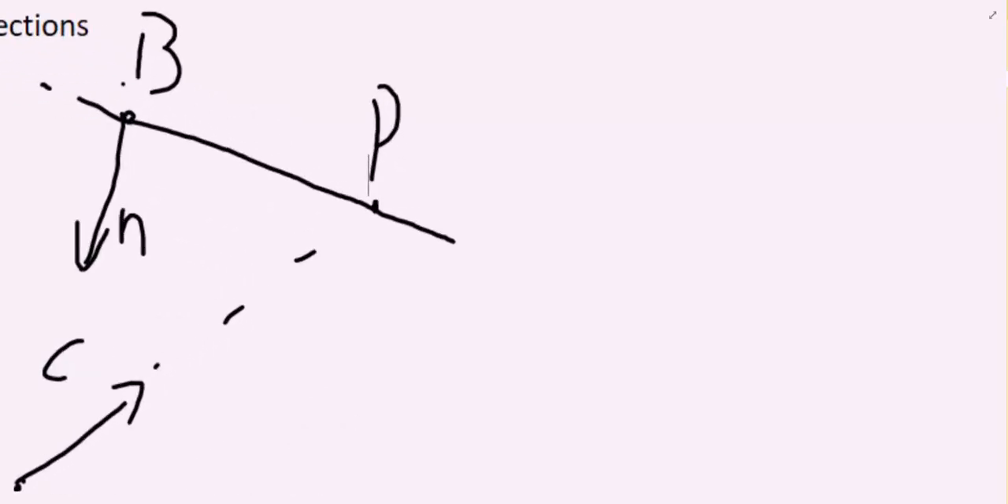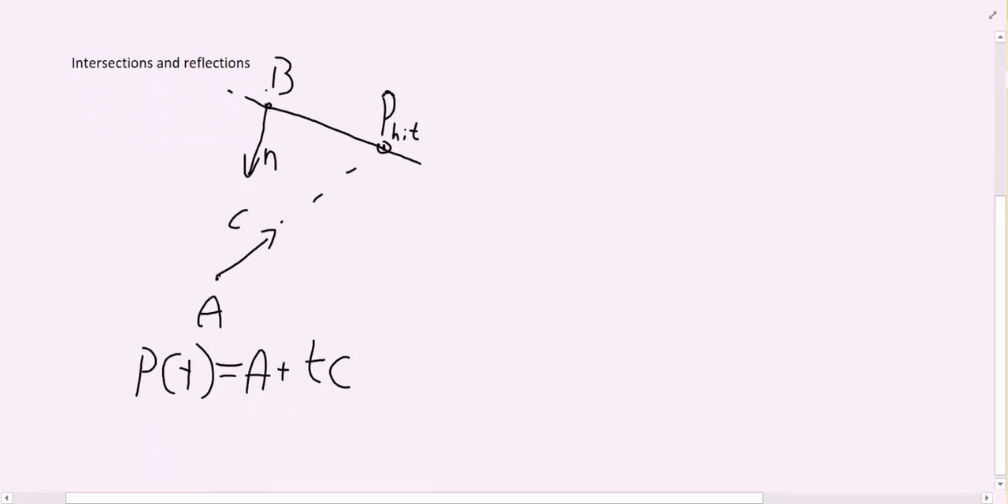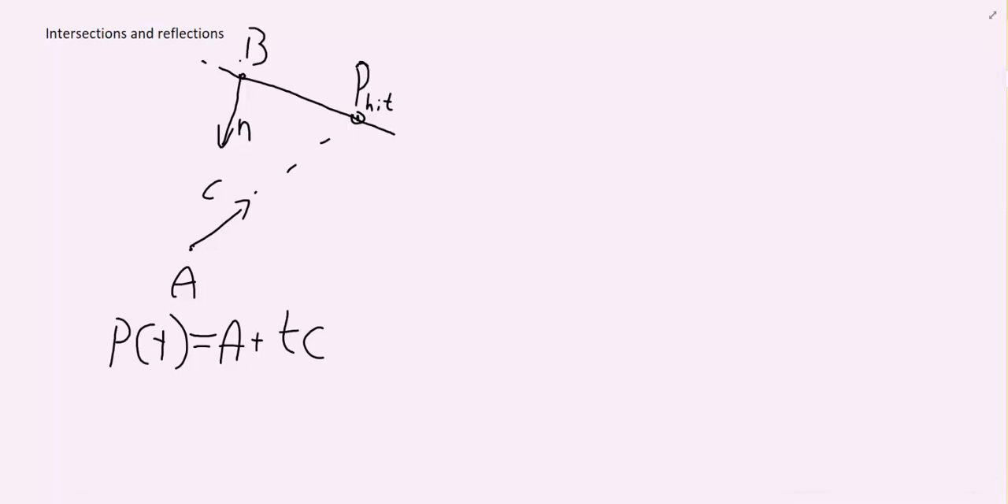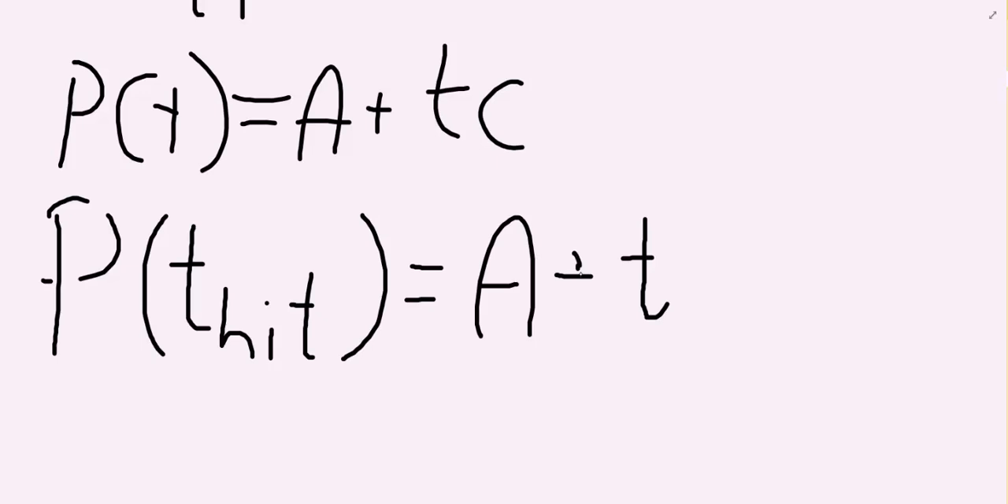Let's see if we can zoom in on this a bit better. P hit, that's our intersection point here. And we are going to represent it as well as P in the parametric form for the ray: P of the time t hit equals A plus the time t hit times the vector C.